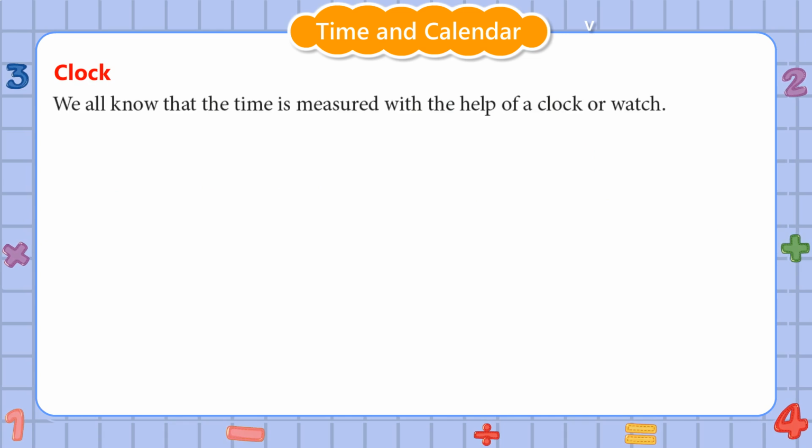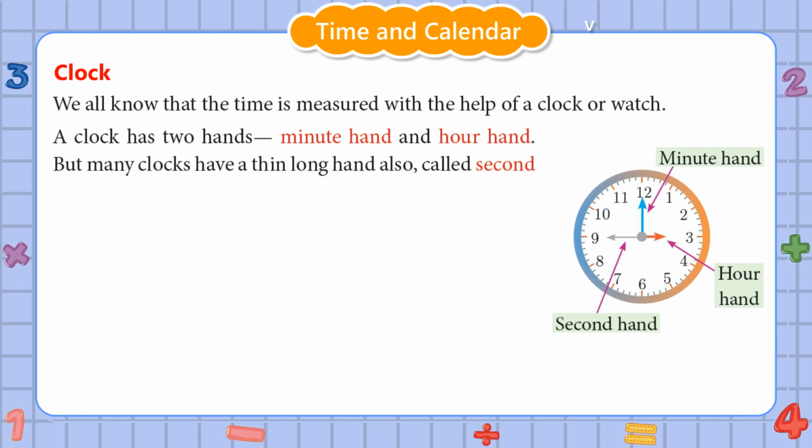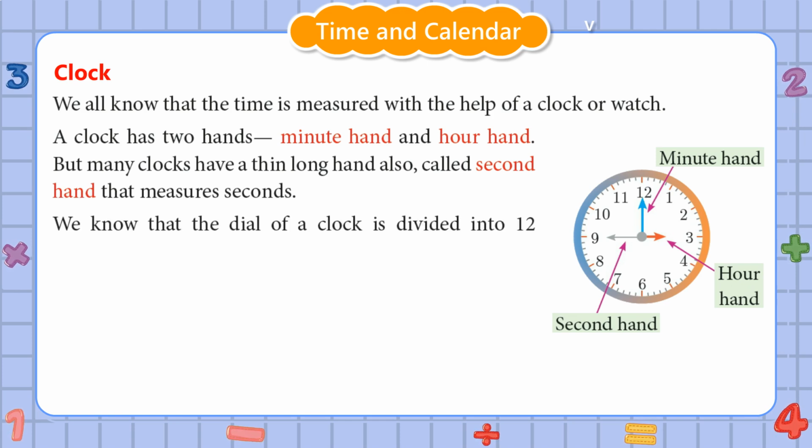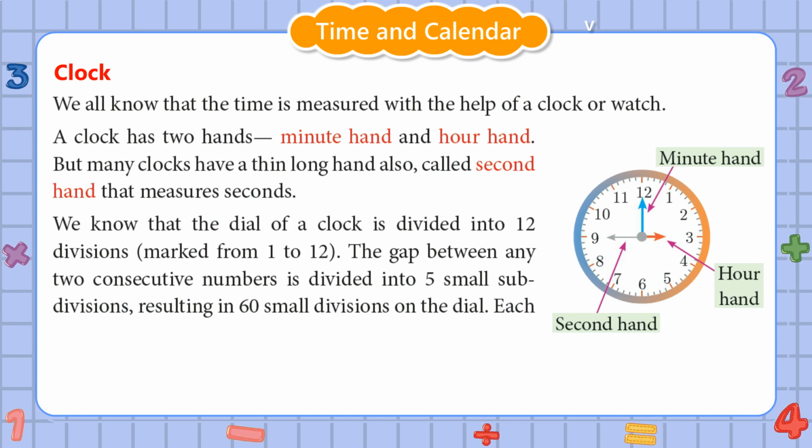Clock. We all know that time is measured with the help of a clock or watch. A clock has two hands, the minute hand and the hour hand. But many clocks have a thin, long hand also, called the second hand, that measures seconds. We know that the dial of a clock is divided into 12 divisions marked from 1 to 12. The gap between any two consecutive numbers is divided into 5 small subdivisions, resulting in 60 small divisions on the dial. Each small subdivision represents a minute.